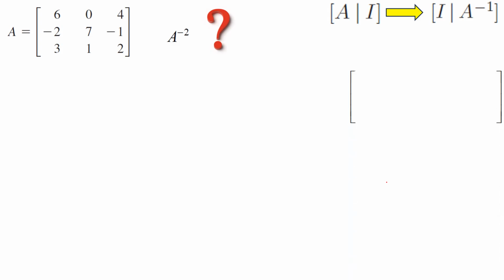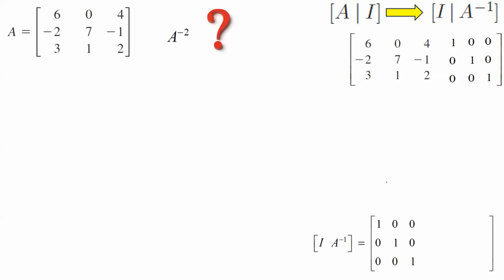On the left-hand side, you're going to write down matrix A. On the right-hand side, you're going to write down the identity matrix. In this case, you have a 3x3 identity matrix. And then your goal is to eventually convert the matrix into the identity matrix. And on the right-hand side, you end up with a new matrix, which is the inverse of your matrix.